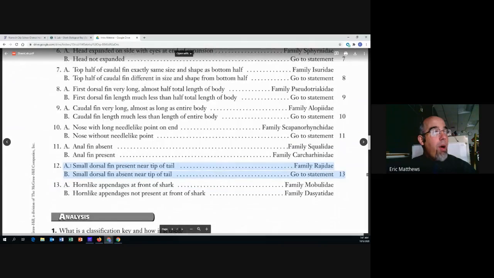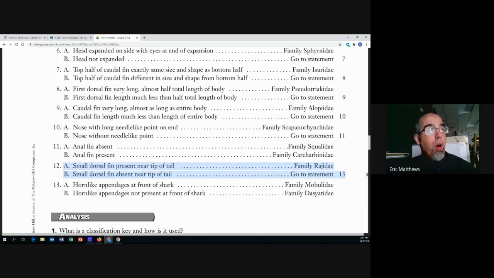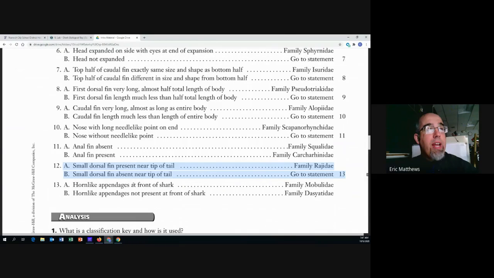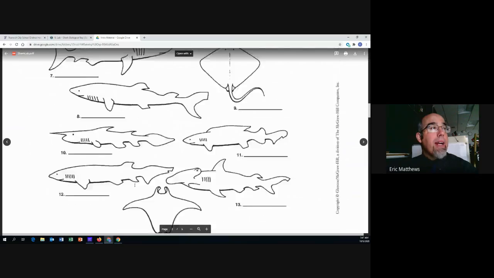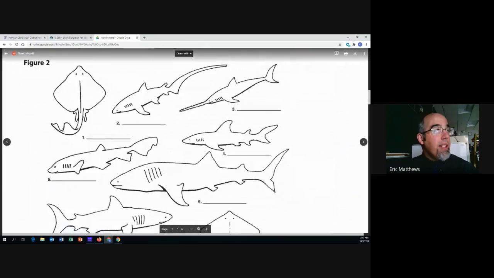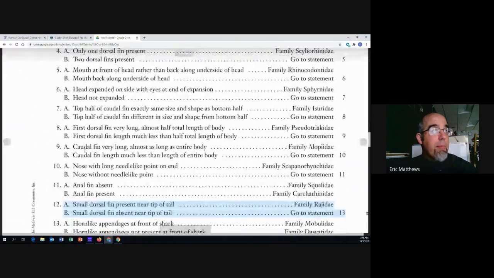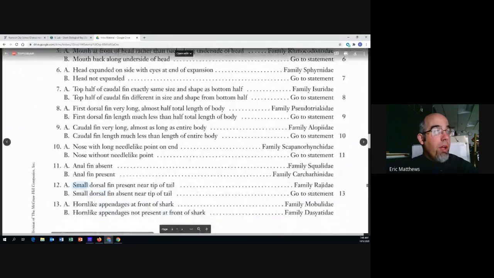So small dorsal fin present near tip of tail, or small dorsal fin absent near tip of tail. So we go back up, we look down near the end of the tail. Is there a fin? It looks to me like there is. So the dorsal fin is present near the tip of the tail. So dorsal fin present near tip of tail, family Ragidae.